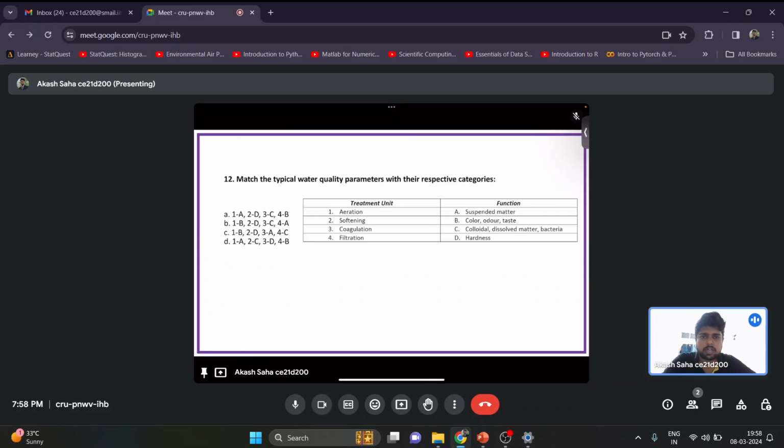Match the typical water quality parameters with the respective categories. Again, we have a treatment unit and the respective function. So we have aeration, softening, coagulation, and filtration. What different functions do they perform? We have to match with it. So please try to find out. Go through the question once again, and then we will discuss.